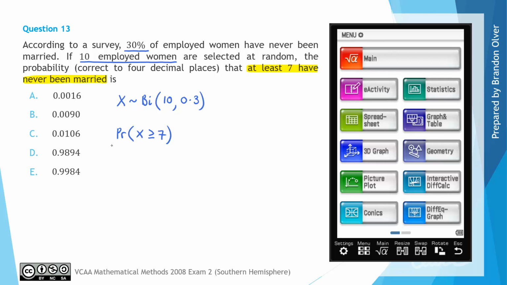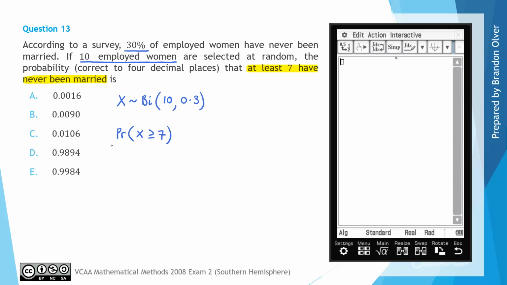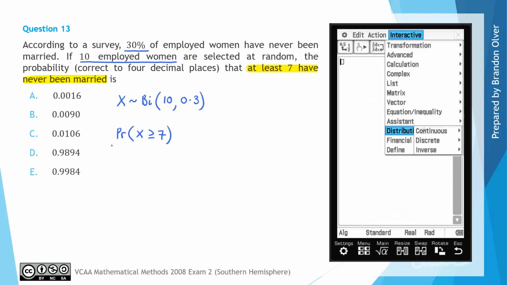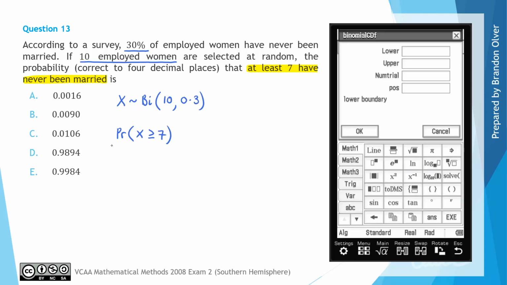On the CAS calculator, go into the main menu. Next, we want to go interactive, distribution, discrete, because we've identified that it's a binomial distribution. And because it says at least 7, that means it's a cumulative probability that we're calculating. So it's binomial CDF that we'll want.